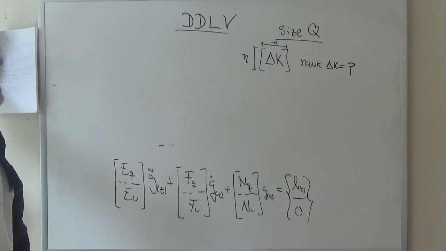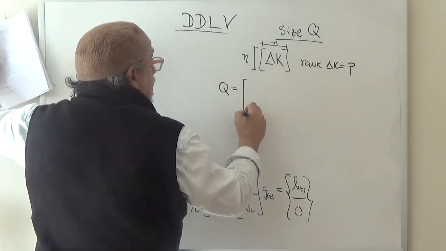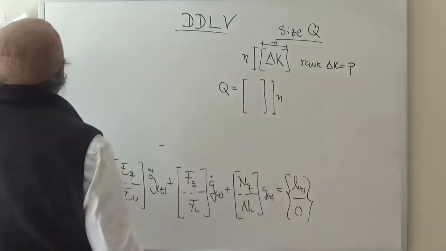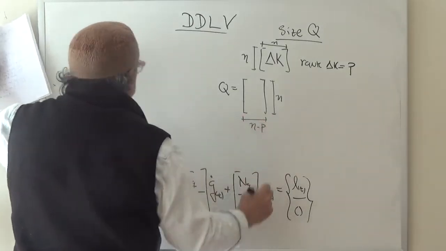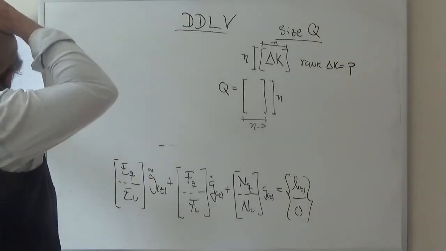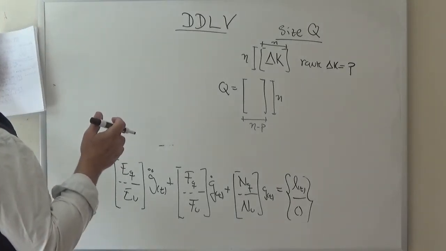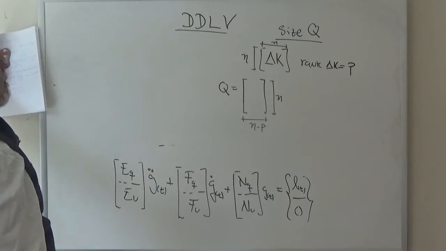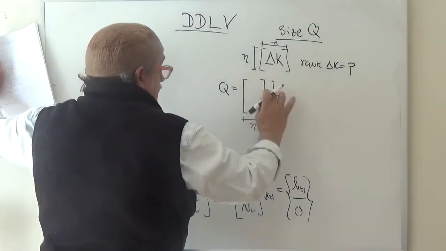So if the rank of delta K is P, then Q is a matrix that must have N entries in this direction and N minus P in this direction, right? Why am I saying N minus Q? Just a second here. Yeah, Q is N by N minus P. So this is the null space of delta K.